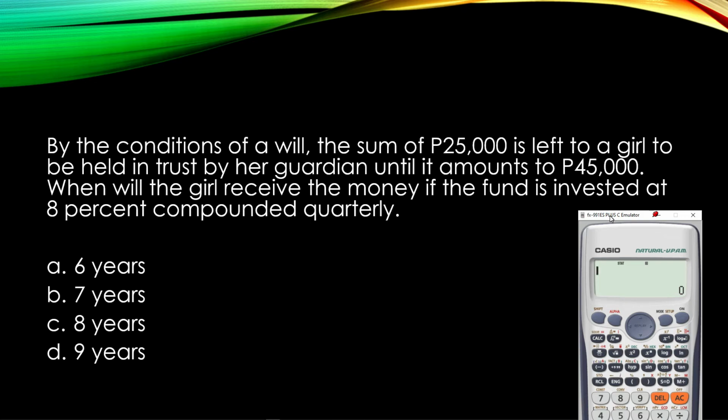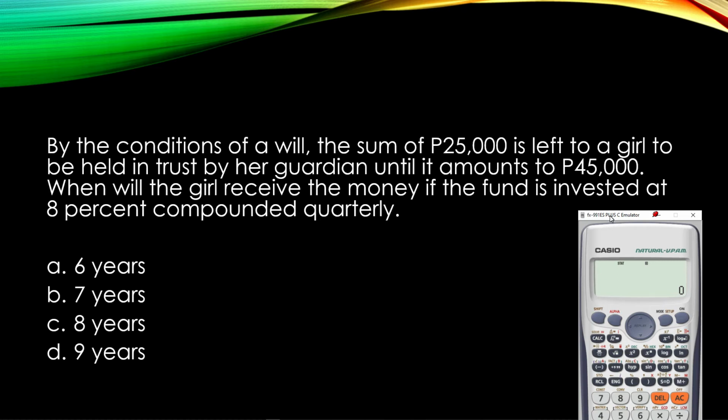Okay. Next question. By the conditions of a will, the sum of 25,000 is left to a girl to be held in trust by her guardian until it amounts to 45,000. When will the girl receive the money if the fund is invested at 8% compounded quarterly? So, yung hinahanap dito is yung number of years. No? Kung hanggang kailan siya magiging 45,000. Yung 25,000, kailan siya magiging 45,000 if invested at 8% compounded quarterly. So, yung hinahanap natin is yung time natin.